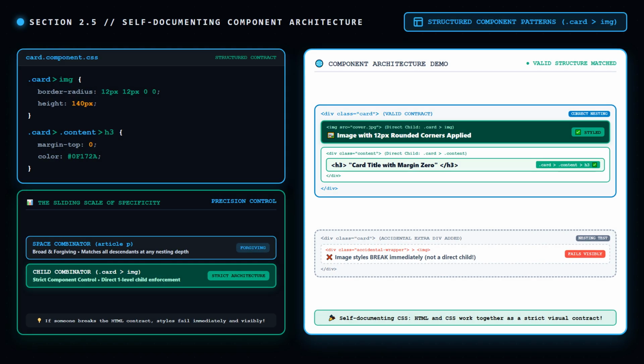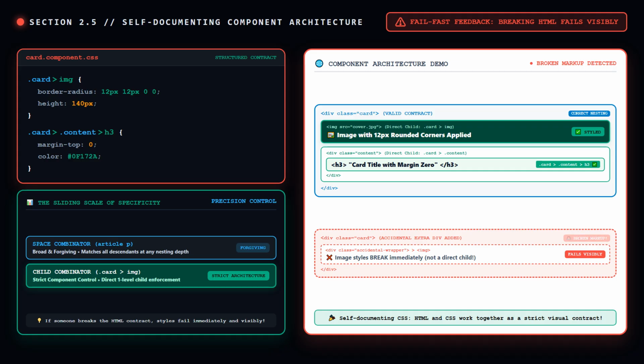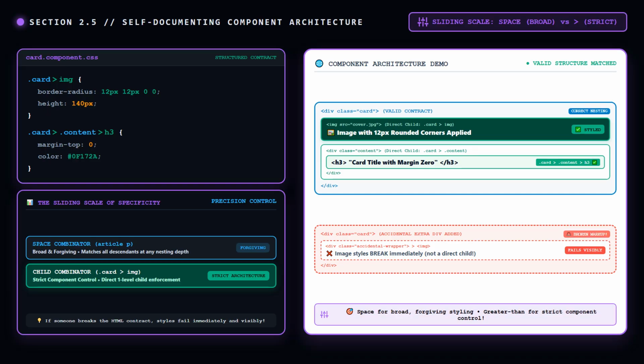The child combinator is perfect for building structured components. When you write .card greater than img, you are declaring, in this component, the image must be a direct child of the card container. This makes your CSS self-documenting. It tells your team exactly how the HTML should be structured, and if someone breaks that structure, the styles fail visibly, alerting them immediately. This is a huge improvement over loose descendant selectors that silently apply to unintended elements. Together, the descendant and child combinators give you a sliding scale of specificity. Space for broad, forgiving styles, greater than sign for strict component-level control.